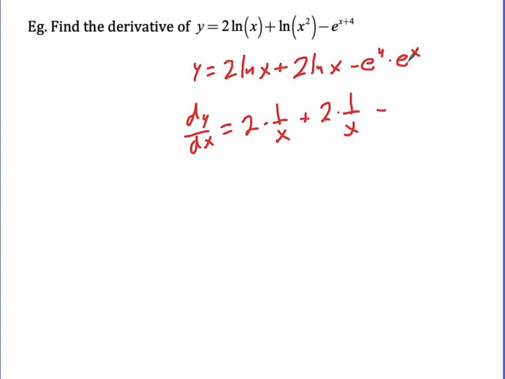And this is just a constant, and the derivative of e to the x is e to the x, so that's going to be the same. So actually we could just rewrite that same there like that. So this is 2 over x plus 2 over x, which is 4 over x. So this is the derivative of this function.